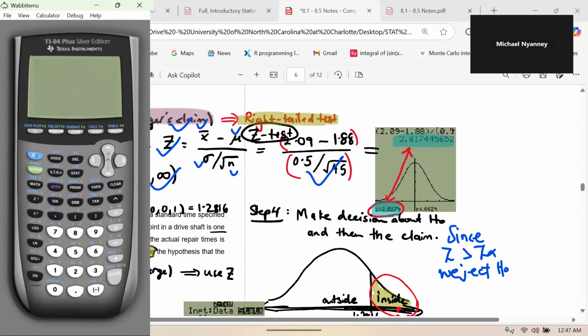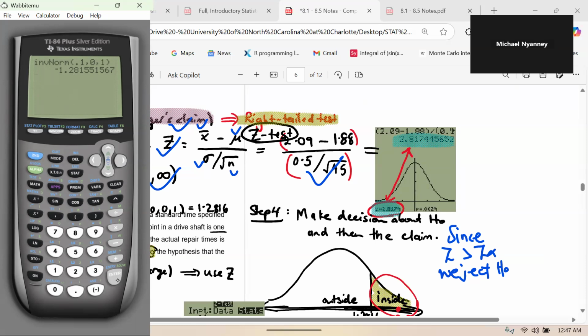So you hit your second, click on fast, choose the inverse norm. Since we are at one direction and the alpha is 0.1, we hit 0.1. We are good to go. Don't do anything else. But we are going to the right, so take the positive aspect of it, although this gives you the left, but take the positive aspect of it based on the direction of HA. So 1.28, and your Z is 2.81.